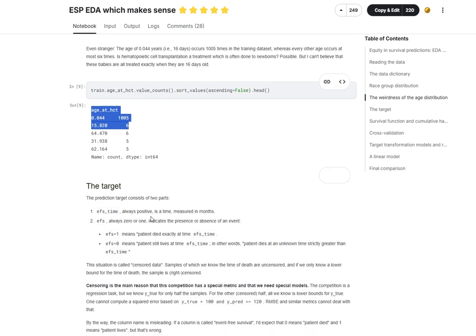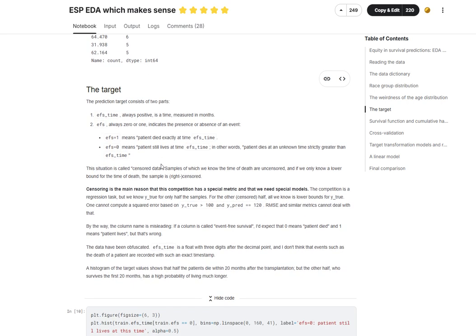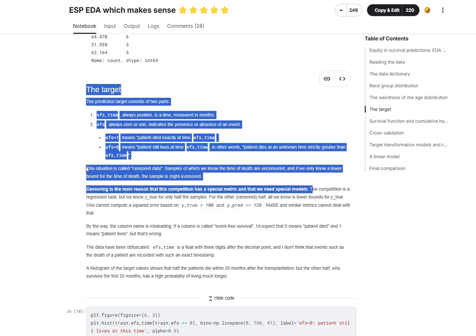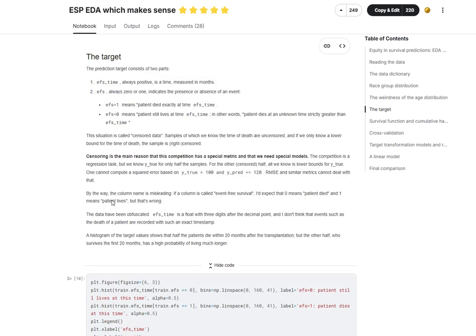Now let's get to the heart of the matter, the target variables. Remember, we have EFS time, time in months, and EFS, an indicator variable. EFS equals 1 means the patient unfortunately died at that specific EFS time. EFS equals 0 means the patient was still alive at EFS time. This is called censored data. We don't know when those patients eventually died, only that they lived at least that long.